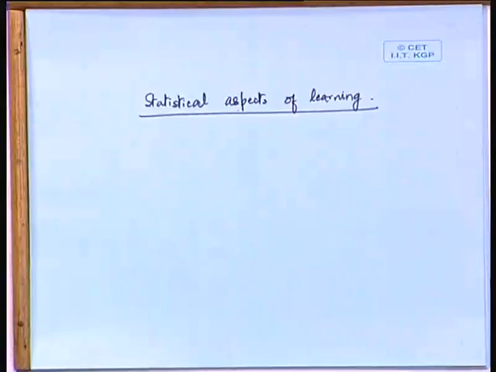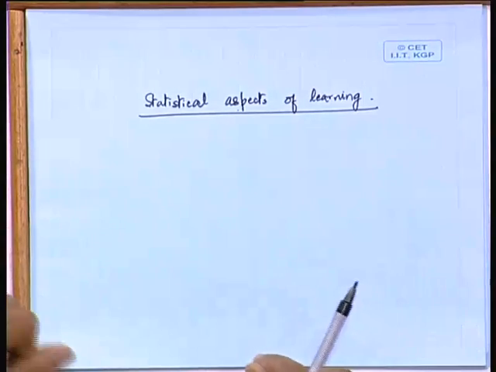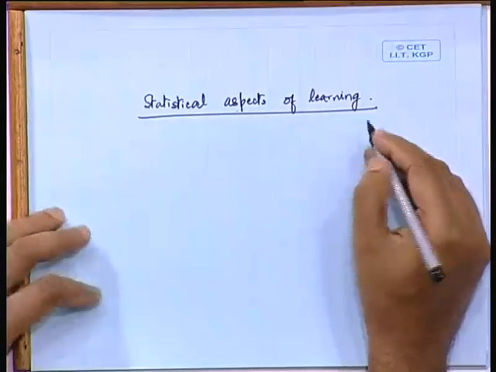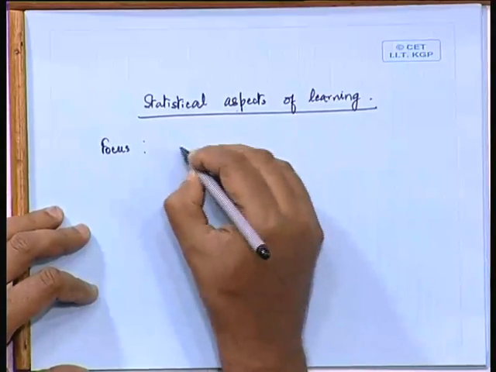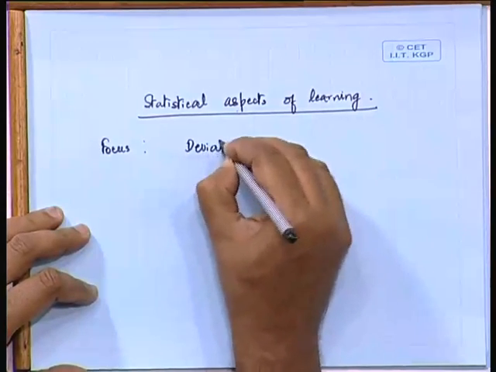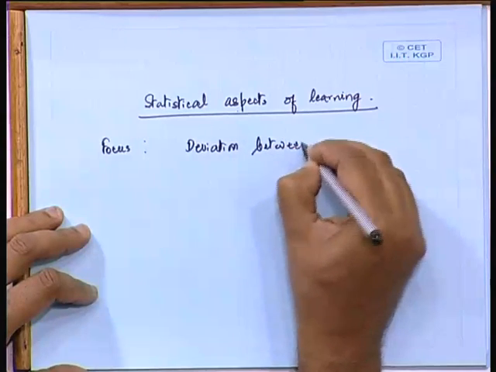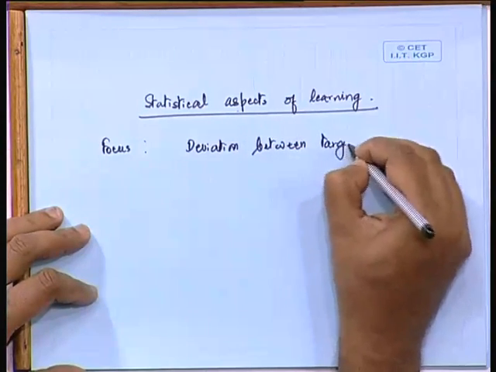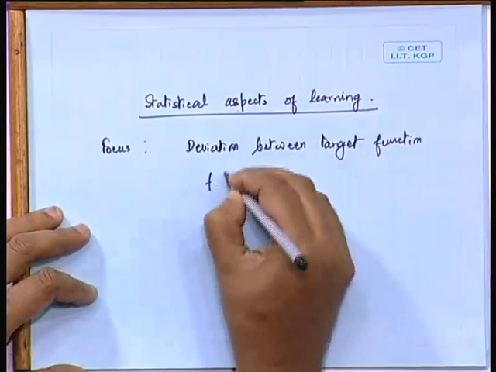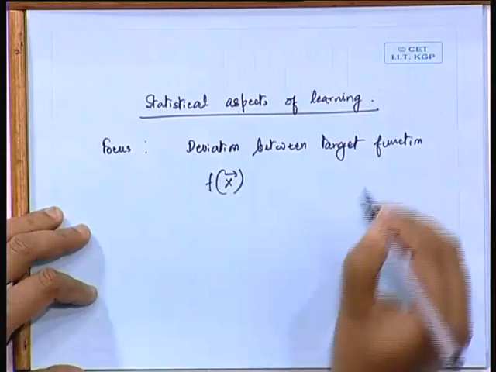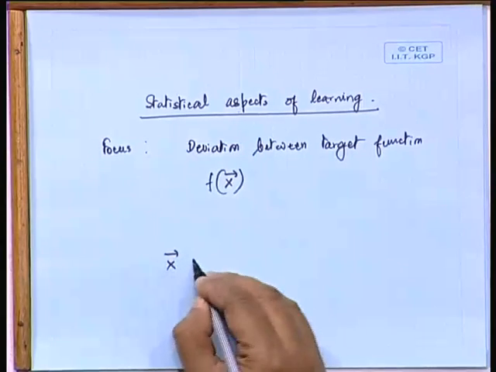So let us now go over to the statistical aspect of learning. In the statistical aspect of learning, the focus that we are going to have is on the deviation between a target function f of x. In fact, we will be taking f of x vector, again x vector that denotes the input signal.